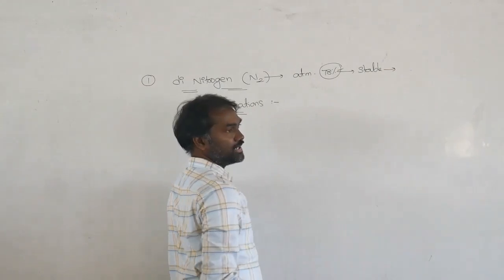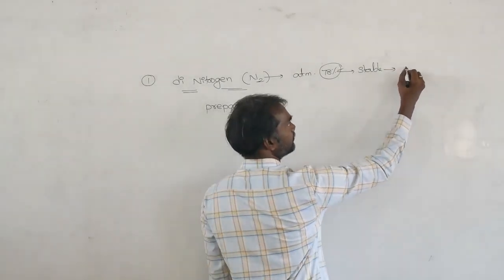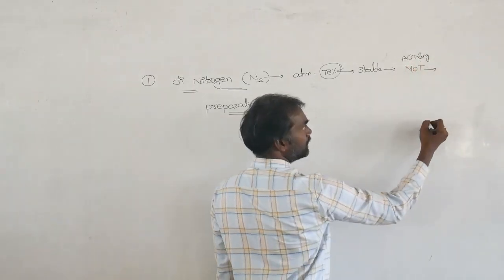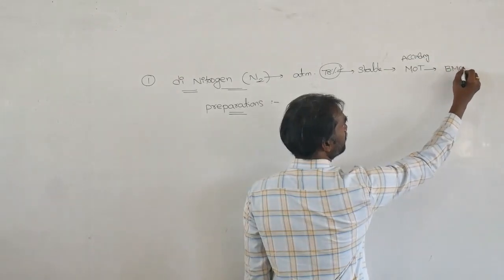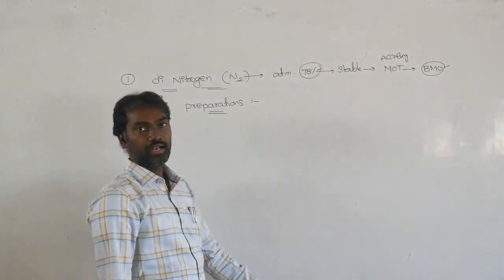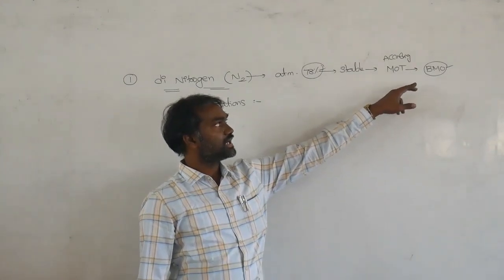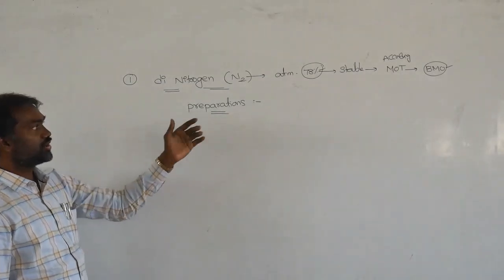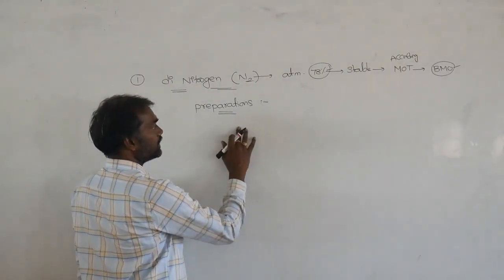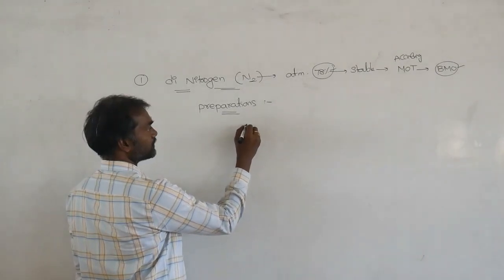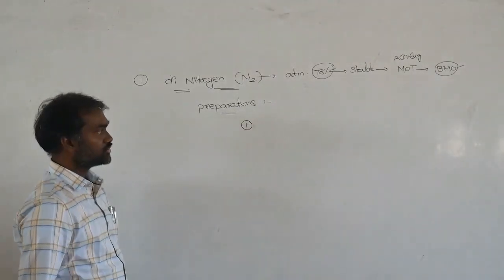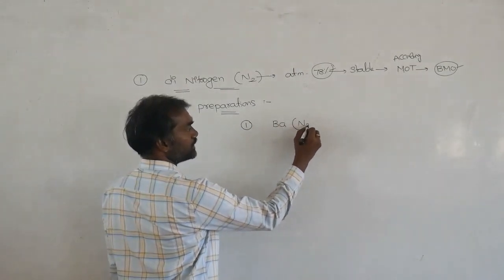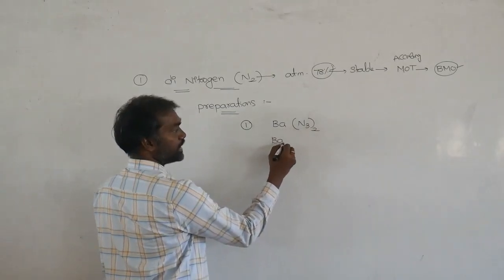How do you say it is highly stable? According to MOT, all the last electrons are present in bonding molecular orbitals. While writing electrons in molecular orbitals, all the last electrons come in bonding molecular orbitals. That's why it shows high stability. Now if you see the preparations, from where is it prepared? First, take barium azide. We have already seen azide: barium is plus 2, N3 is minus 1. So it is barium azide.